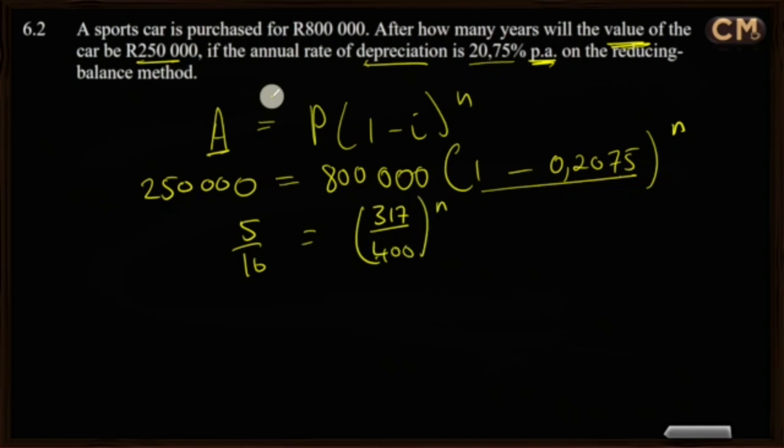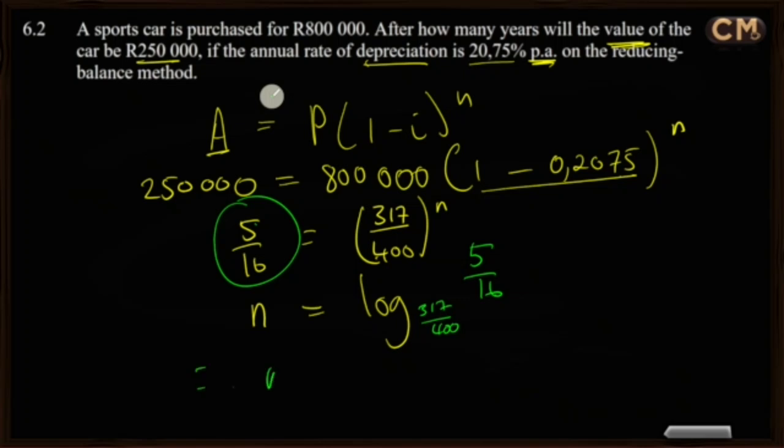And then we remember from logarithms that the answer to a log is an exponent. So the exponent being n over here, log, the base remains the base. So let's flip colors for that. So we'll have log base 317 over 400, and then of course that'll be 5 over 16 within our fraction, and that'll give us some rough answer. But remember, n in this case is equal to 5 years.